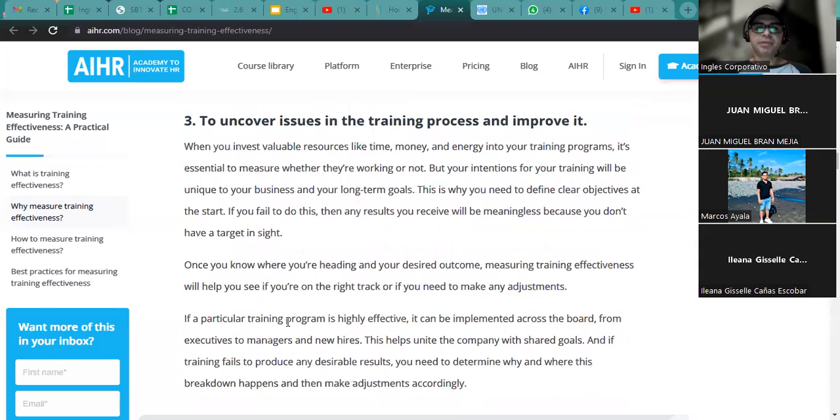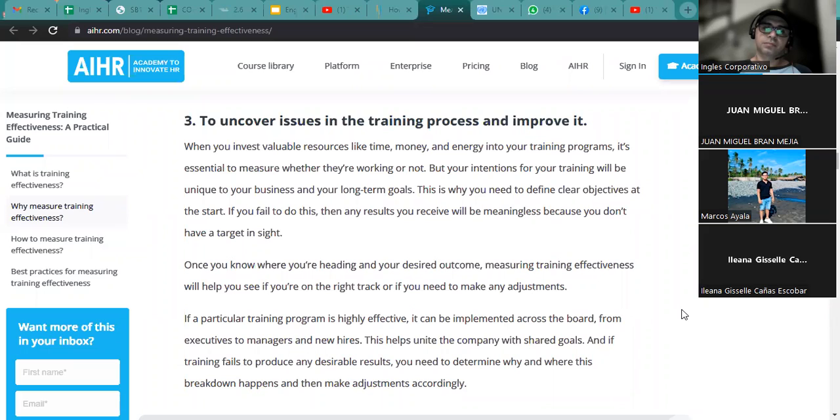Nice. Number three, that is going to be for yourself. Okay. Number three, to uncover issues in the training process and improve it. When you invest valuable resources like time, money, and energy into your training programs, it's essential to measure whether they're working or not. But your intentions for your training will be unique to your business and your long-term goals. This is why you need to define clear objectives at the start. If you fail to do this, then any results you receive will be meaningless because you don't have a target in sight.